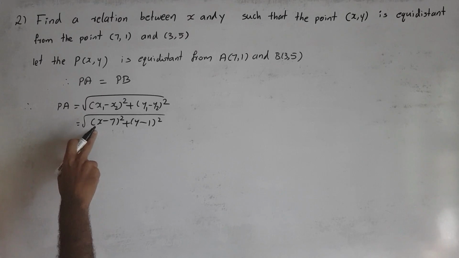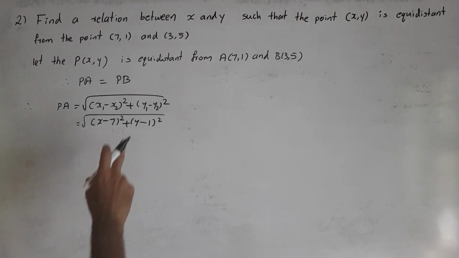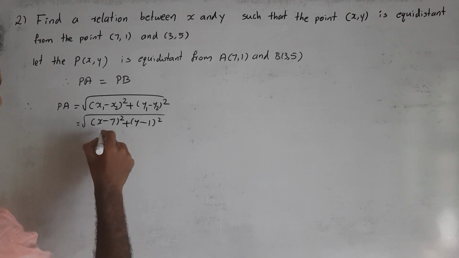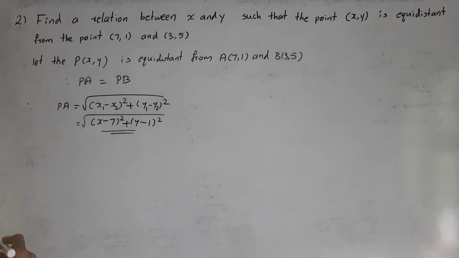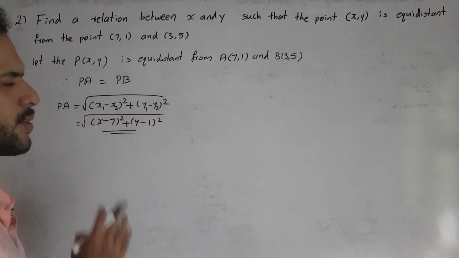Then here, x minus 7 whole square, is it possible to subtract x and 7? No, it's not possible. Here also it is not possible to subtract. So now we keep it like this. What is PA? PA is equal to root of (x minus 7) whole square plus (y minus 1) whole square.